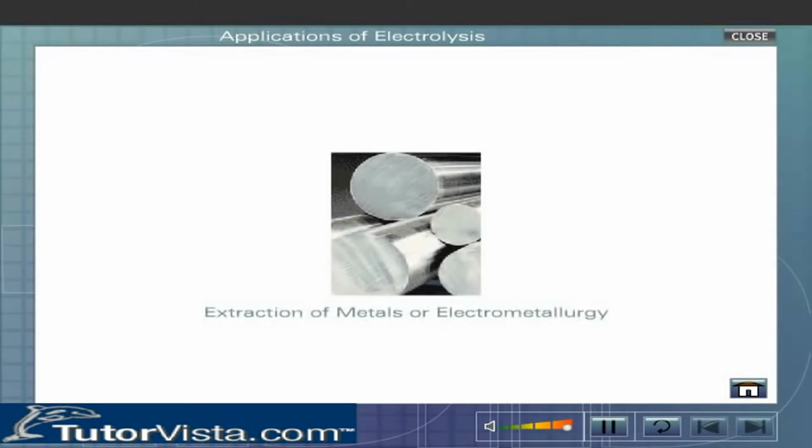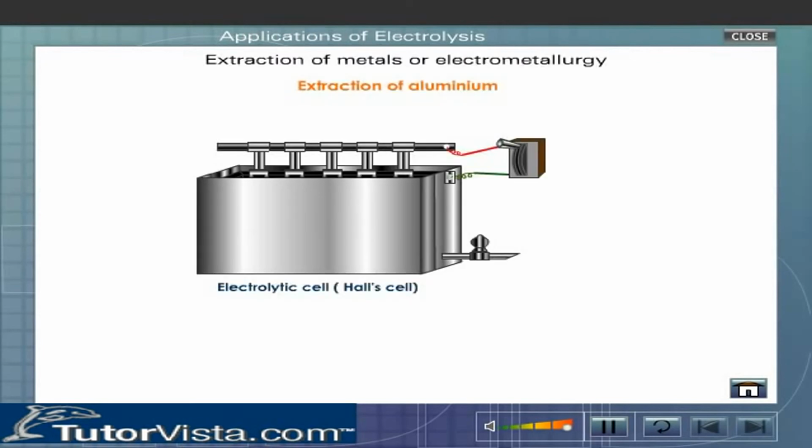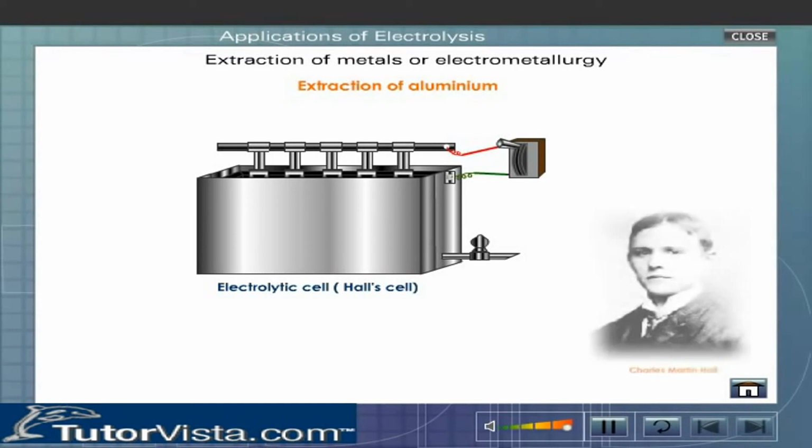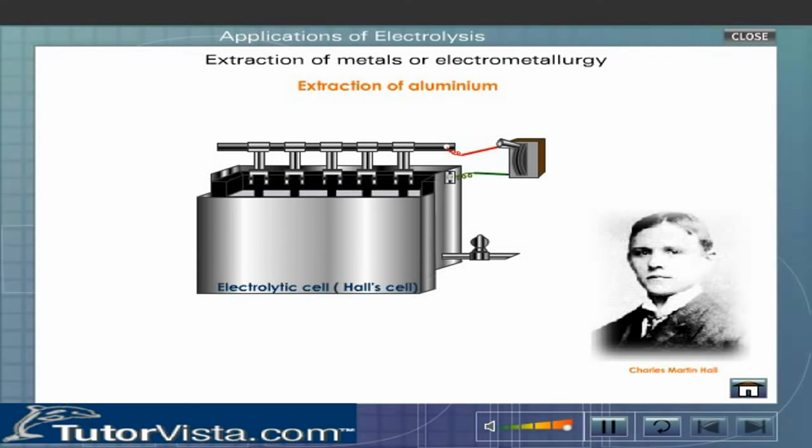Extraction of metals or electrometallurgy. The external view of the electrolytic cell used for the reduction of pure alumina is shown here. The cell is called Hall's cell after the US chemist Charles Martin Hall, who invented the process.